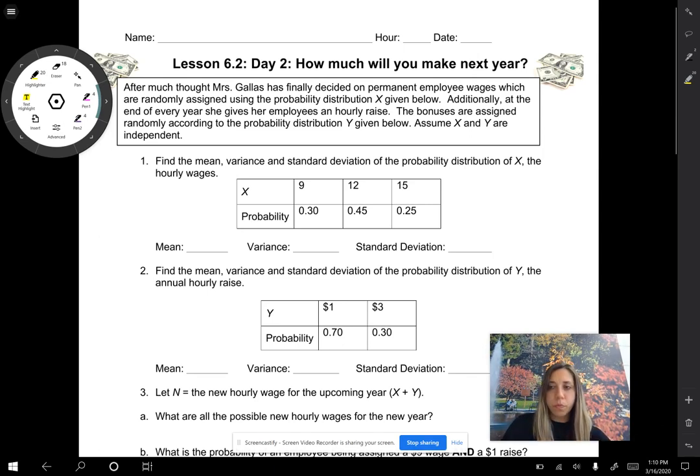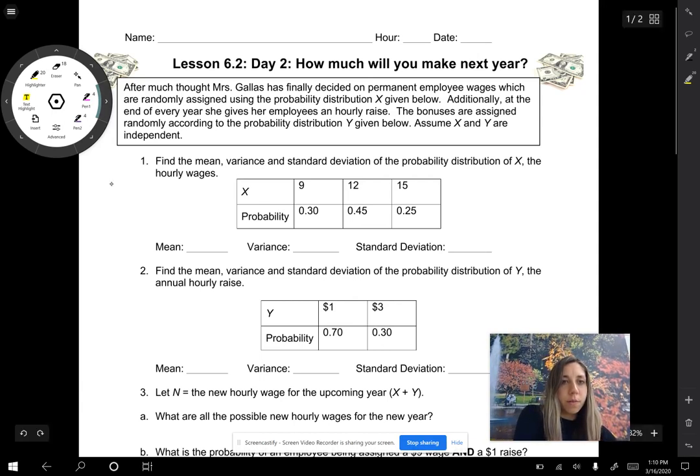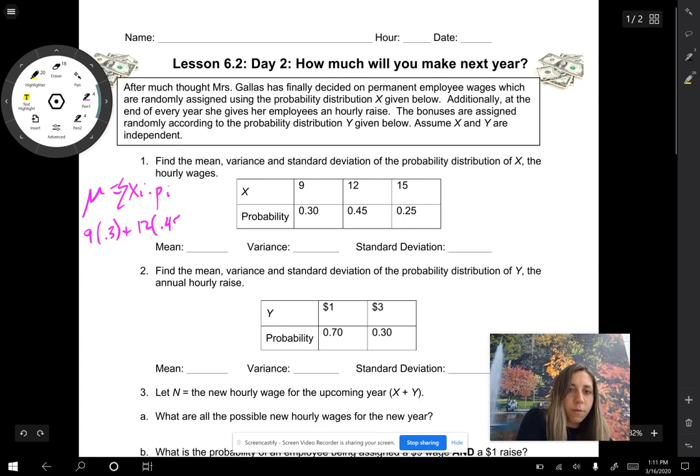So let's find the mean and standard deviation and variance of the first two probability distributions, and then we'll see what happens when we combine them together. So the first thing we're going to do for the mean, if you recall from past lessons, is that the mean is your sum of your X values times each respective probability, and then you add them all up. So for this particular one, we would take 9 times 0.3 plus 12 times 0.45 plus 15 times 0.25, and you get a mean of 11.85.